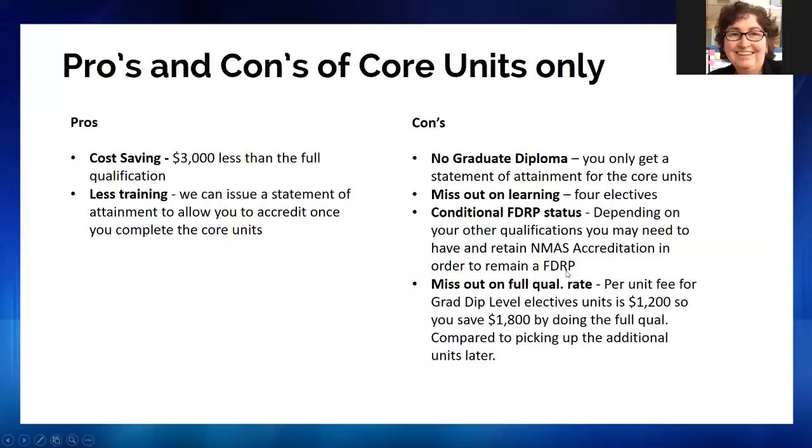The final thing is, if you do decide that you want to go on and get the full qualification later, in a year or something like that, then you'd be paying the full per unit fee. So if you decide you want to do one of our elective units as a single unit, the cost is $1,200. As you've noted, it's $3,000 for the 4 units, so it's a saving of $1,800 by enrolling to do the full qualification now. So look, it's really up to you which way to go, depending on your circumstances.